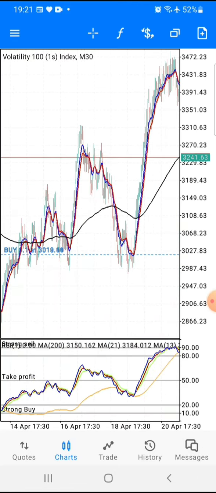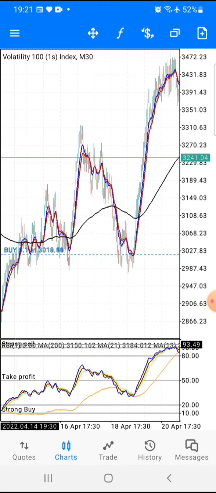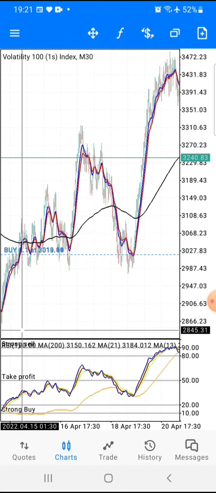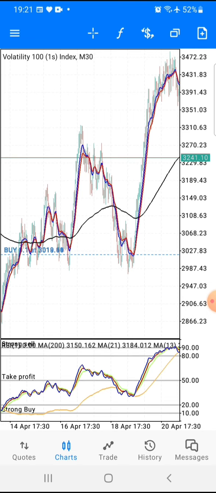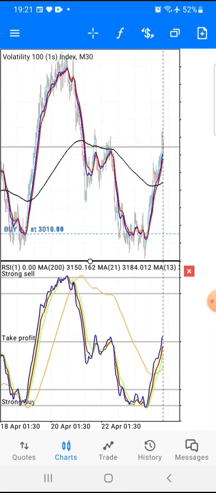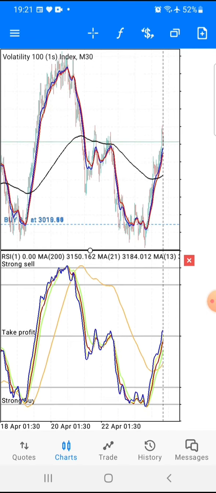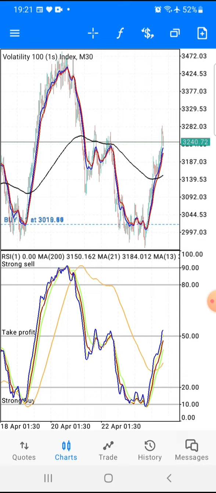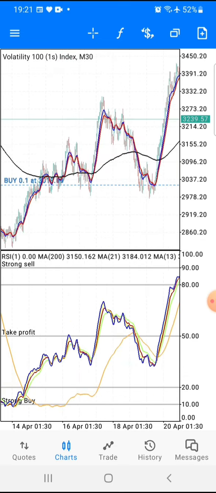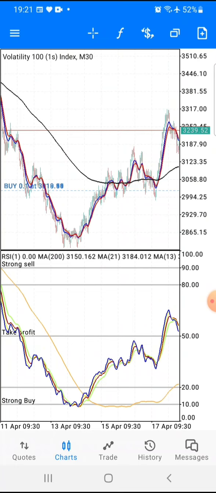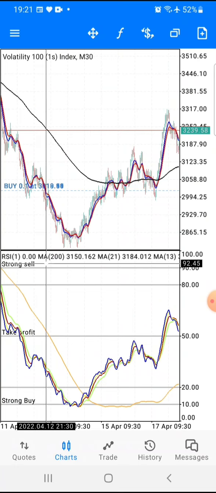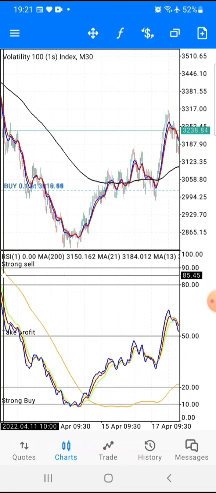You might not see the strong buy here. That's why you can just pull it like this, because the chart is not that important, but it's also important. So you can see here there's a strong sell right here.